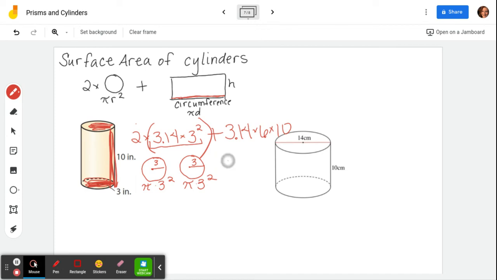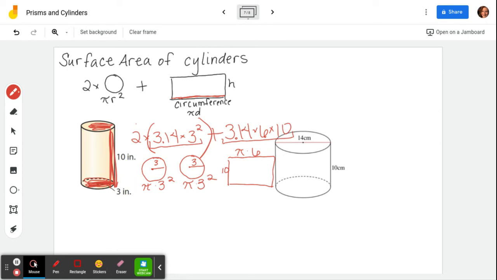Then I've got the rectangle that wraps around it. The length of that rectangle is the distance around my circle. That's the circumference. You find that by taking pi times the diameter. The diameter would be 6. The height of the rectangle, or the width, is the height of your whole can, which is 10. So that area is 3.14 times 6 times 10. That's where this part came from. Okay, so now I'm going to start simplifying.